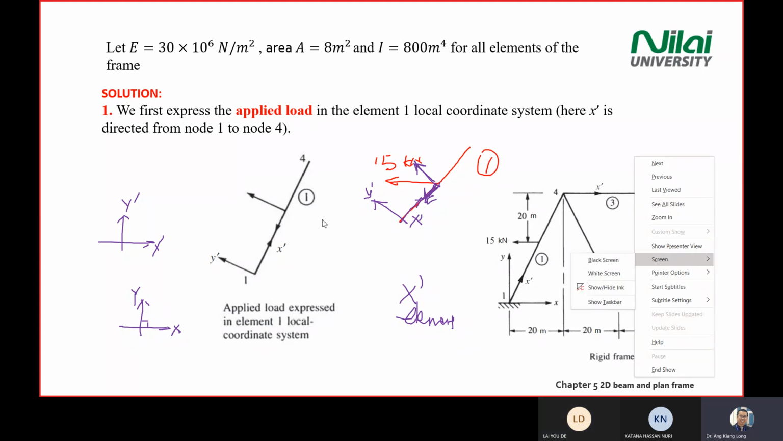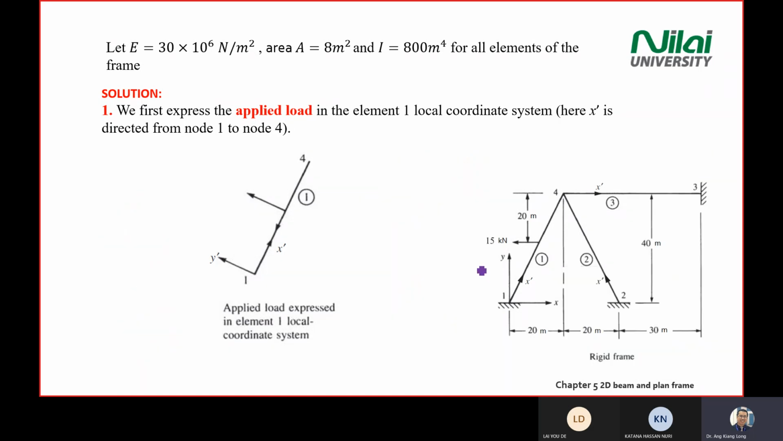So after you convert the forces, this 15 kilonewton force, into the element dimension, which means you expand the 15 kN into 2 vectors and then you put them back in element 1. You redraw the free body diagram and you put back the axis for the element. All right, let's see the next slides.